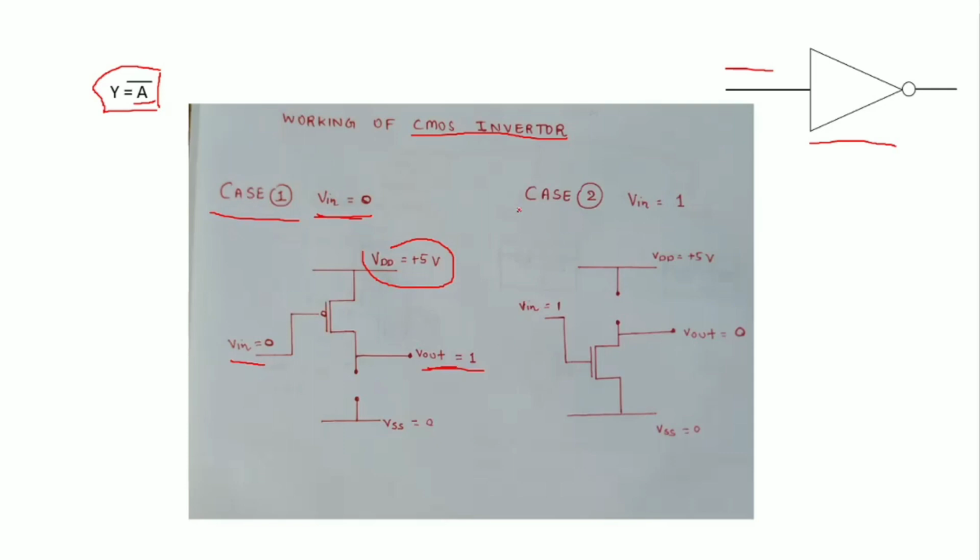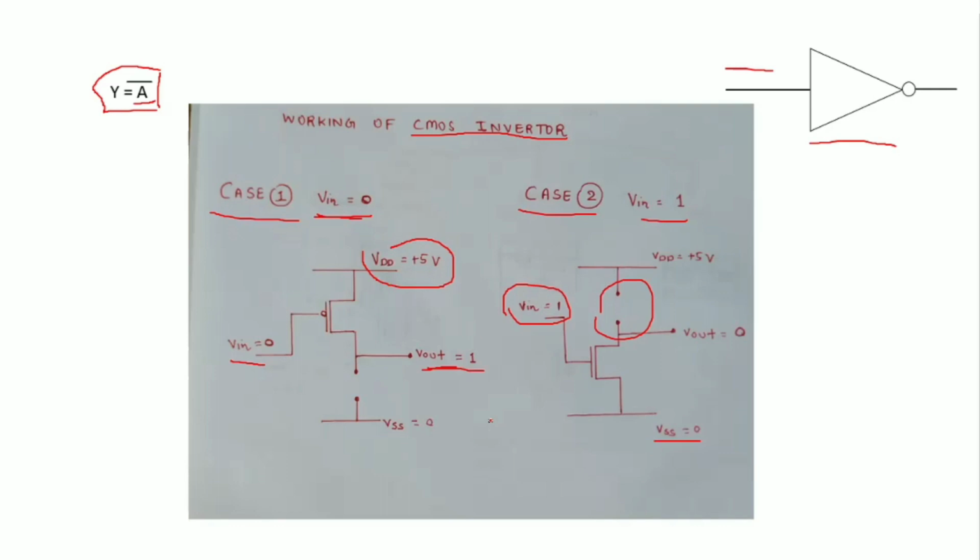And case 2, when V in is equal to 1. So in this case, just the opposite will happen. The NMOS will be activated and the PMOS will be deactivated. So we have just opened this circuit here, and V in directly will go here, and here you can see that the VSS is 0. So this particular value will get transferred to the V out. Hence our output value will be 0. So just the opposite value of A is coming. So here you can see that this is the working of the CMOS inverter.